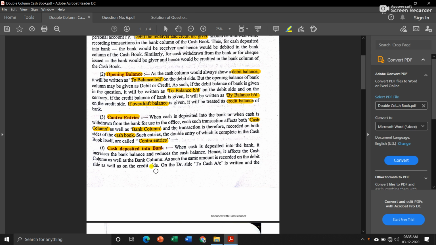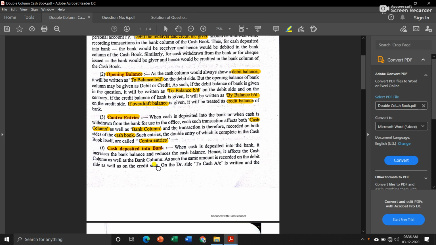Let us see, when we deposit cash into bank, the rule for cash account, that is for a real account, is debit what comes in, credit what goes out. At that time we will record in the cash column on the credit side because cash is going out from the business. On the other hand, bank is the receiver of money because we are depositing it into bank. So according to the personal account rule, debit the receiver, we will record it on the debit side.